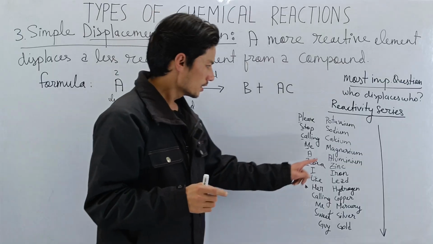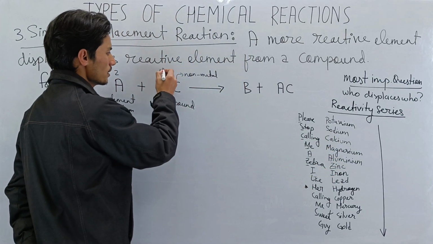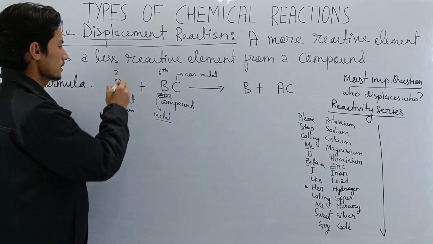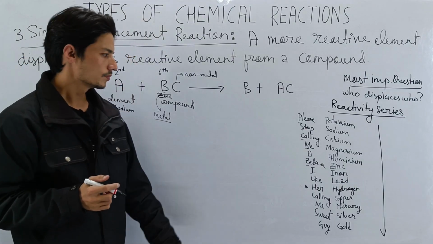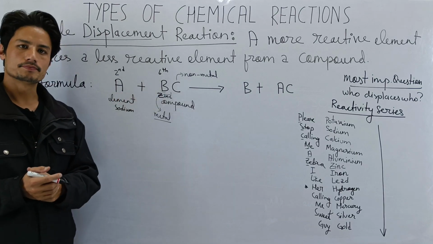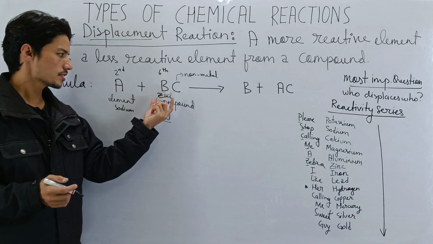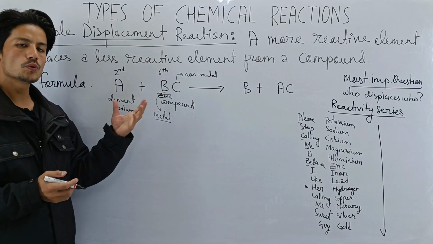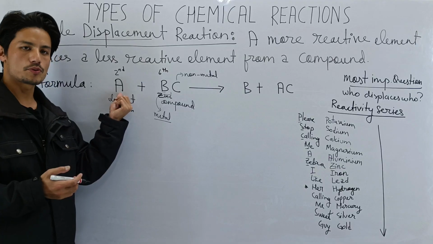What is the rank of zinc? First, second, third, fourth, fifth, sixth. It's sixth. This is the rank of zinc, sixth, and this is second. Now you tell me, who is more reactive, A or B? A is sodium, rank number 2. Zinc is rank number 6. Who is more reactive? Sodium is more reactive. A is more reactive.